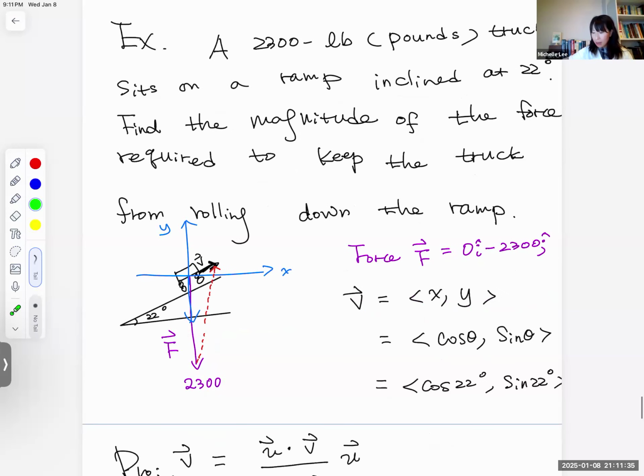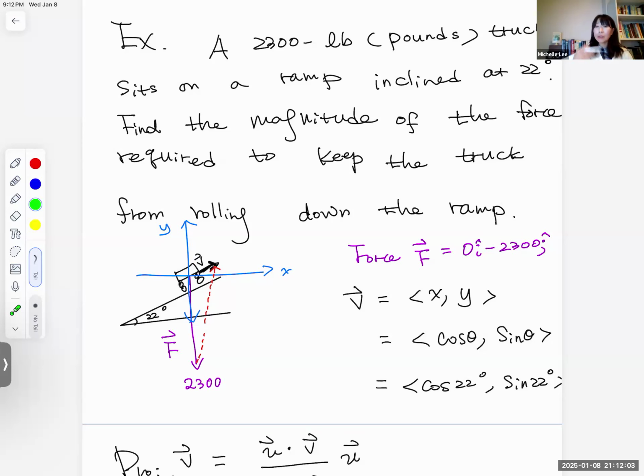So X and Y, what's the X in terms of the degree? It's cosine theta, then Y is sine theta. They say the incline is at 22 degrees, so cosine 22 degrees, sine 22 degrees, right? Now, when do we use that vector projection?